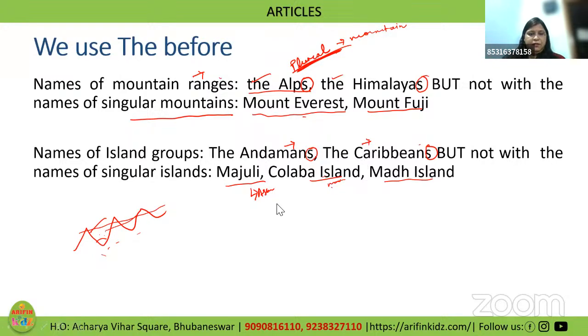So when you have singular islands, you do not use any article before. Don't use a or an. Remember, these are the names. Now you can say an island. You can say a mountain range. You can say a mountain. This is the name of the thing. But these are proper nouns. Okay. Don't get confused. Right. Yes, Kinjal, correct.